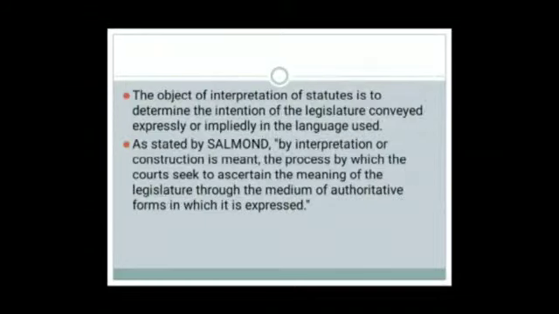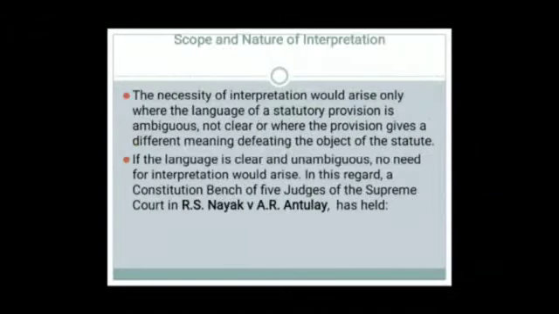Okay. Then again, this object I have explained to you. Scope and nature of interpretation. There is this case, R.S. Nayak versus A.R. Antulay, in which the Supreme Court has held that if the language is clear and unambiguous, then no need for interpretation would arise. When the language is clear, then we don't need any interpretation.